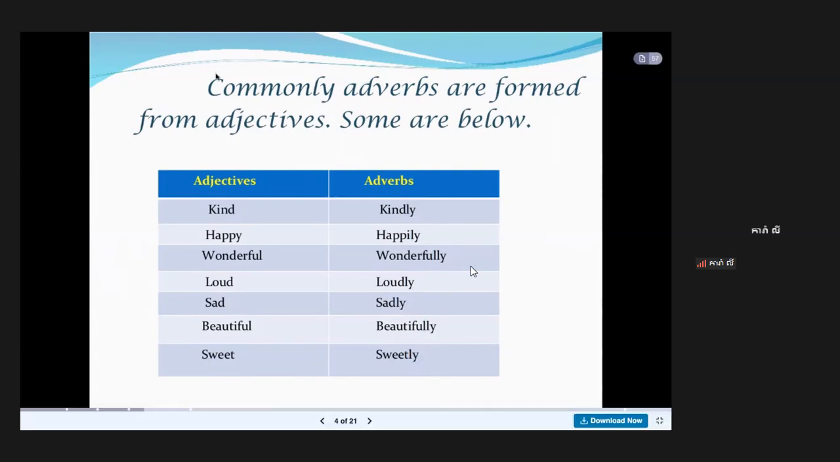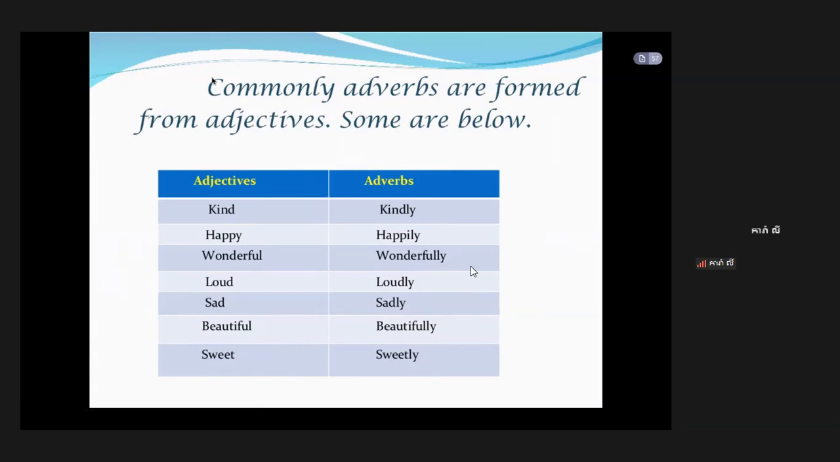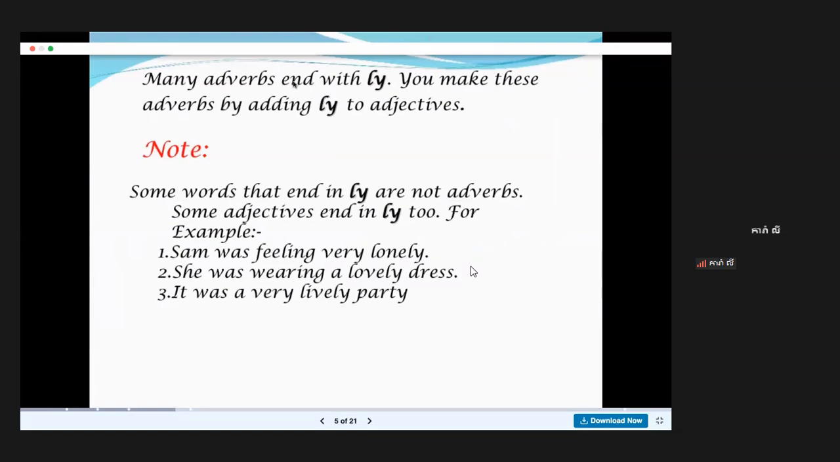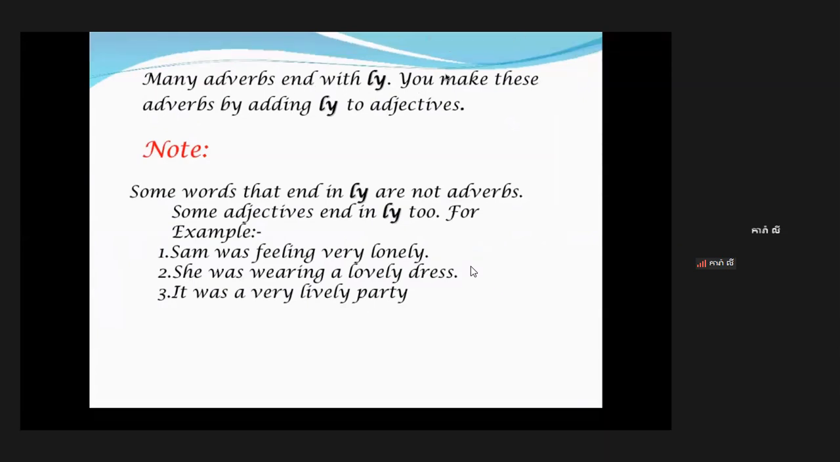I know maybe this seems complicated. The best way that you can gain confidence in English is by watching English TV and reading English books, okay? Because when you see it a lot, then your brain will train you what is correct. Okay, many adverbs end in ly, which we just discussed. You make these adverbs by adding ly to adjectives.